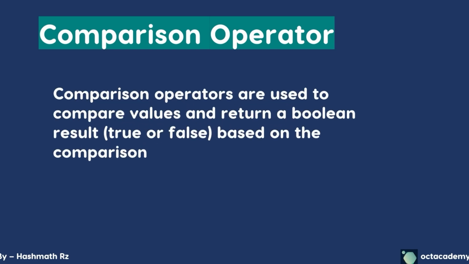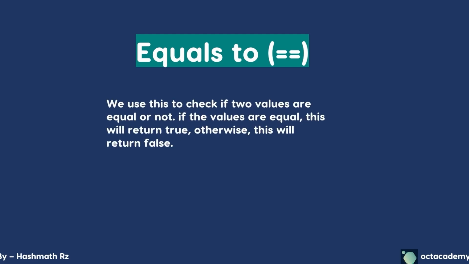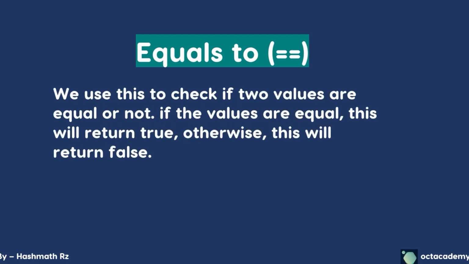So guys, comparison operators are used to compare values and return a boolean result, true or false, based on the comparison. In JavaScript, we have a few comparison operators. So let's look at them one by one. The first comparison operator is equals to, and the symbol is double equal signs. We use this to check if two values are equal or not. If the values are equal, this will return true, otherwise this will return false.